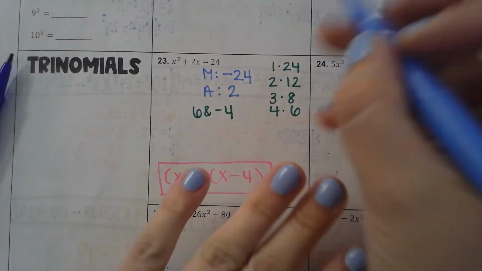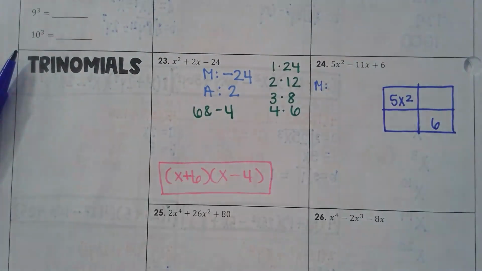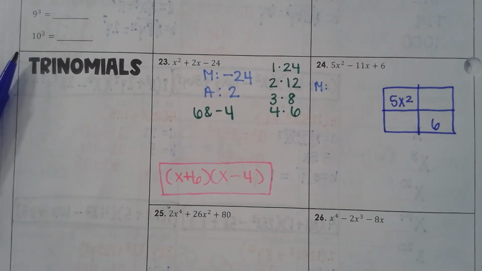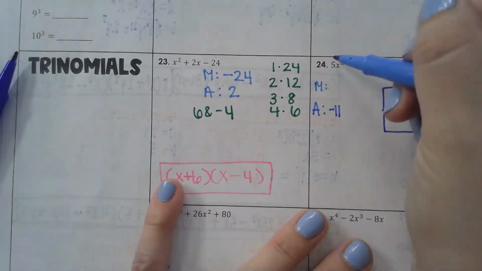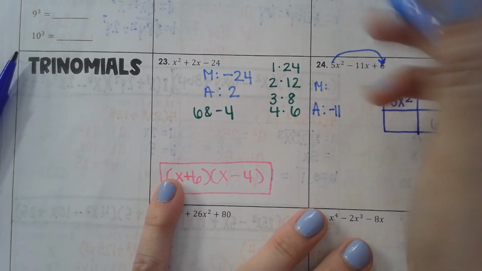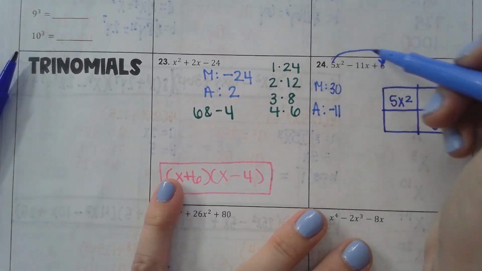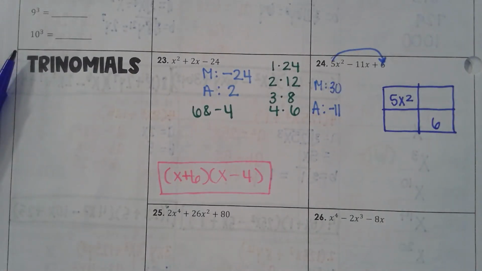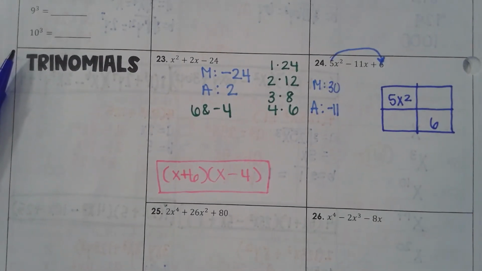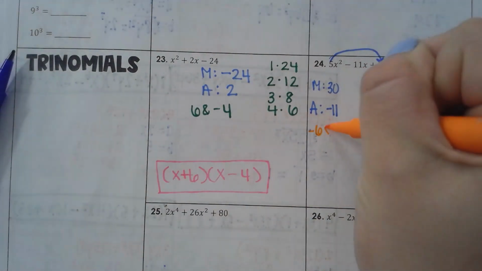And we need two numbers that multiply. Do y'all remember what they need to multiply to be? They add to be negative 11. They multiply to be 30. Because you multiply your A and C. So what two numbers multiply to be positive 30 and add to be negative 11? Negative 6 and negative 5.